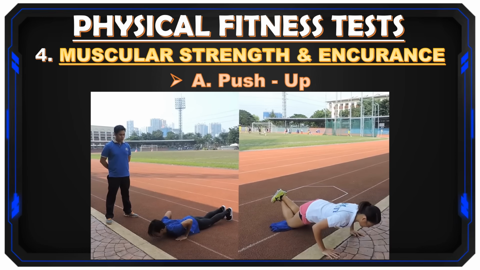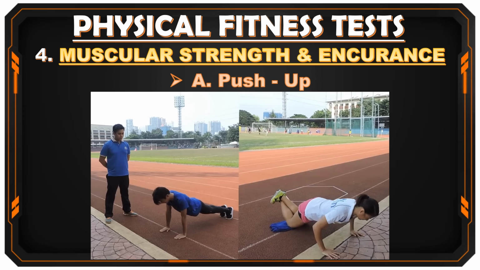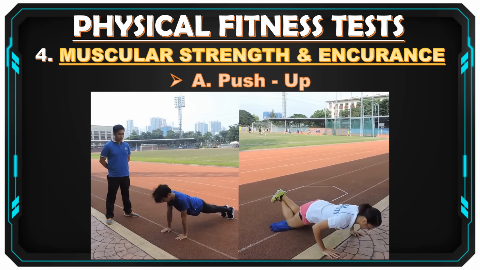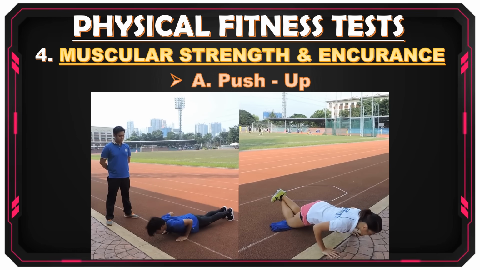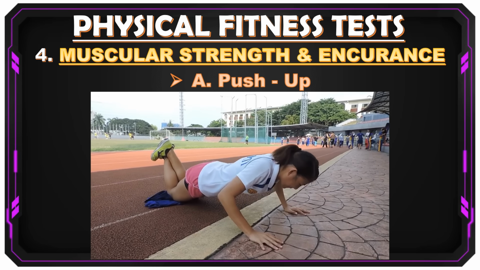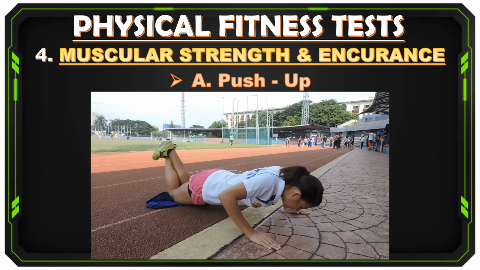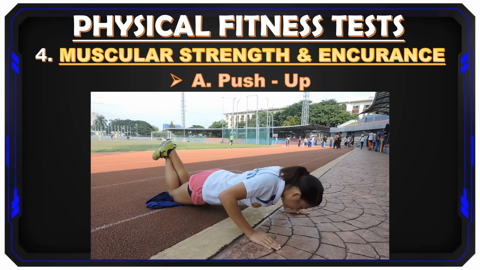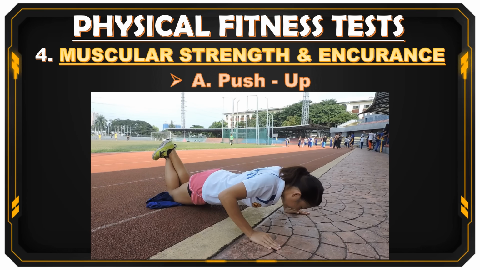For the partner, as the performer assumes the position of push-up, start counting as the performer lowers his or her body until he or she reaches 90-degree angle at the elbow. Make sure that the performer executes the push-ups in the correct form.